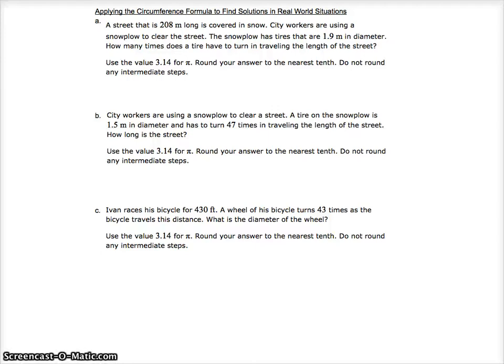Hello, welcome to part two of circumference applications. Here we're going to look at applying the circumference formula to find solutions to real world situations.